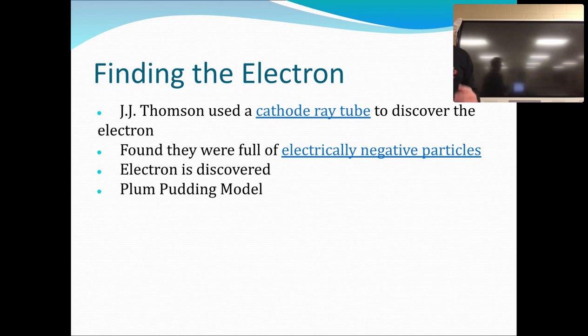Plum pudding was something that they ate in England, where we never had it. It kind of sounds gross. I don't know what to tell you, but the plums or the raisins in the pudding were the negatively charged particles. But we're big fans of chocolate chip cookie dough, so we call it the chocolate chip cookie dough model for us.